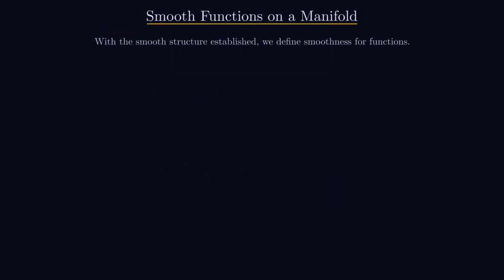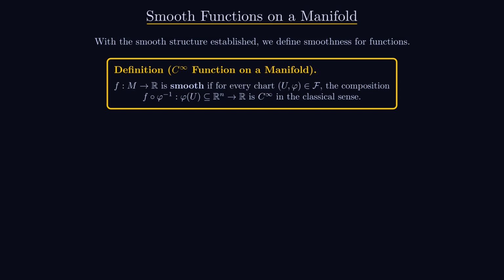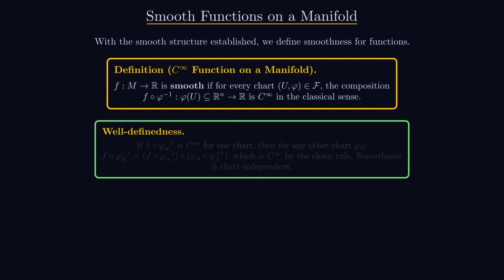With the smooth structure in hand, we can now define what it means for a function on a manifold to be smooth. A function f from M to R is smooth if, for every chart U with phi in the differentiable structure, the composition f composed with phi inverse is C infinity in the standard sense. If f composed with phi alpha inverse is C infinity in one chart, then for any other chart, phi beta, we have f composed with phi beta inverse equals f composed with phi alpha inverse, composed with the transition map, phi alpha composed with phi beta inverse. The chain rule then gives C infinity, so smoothness is chart independent.